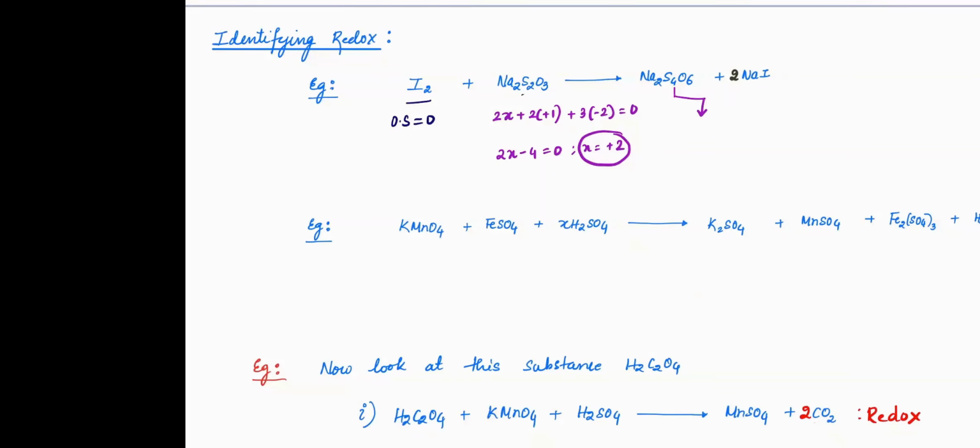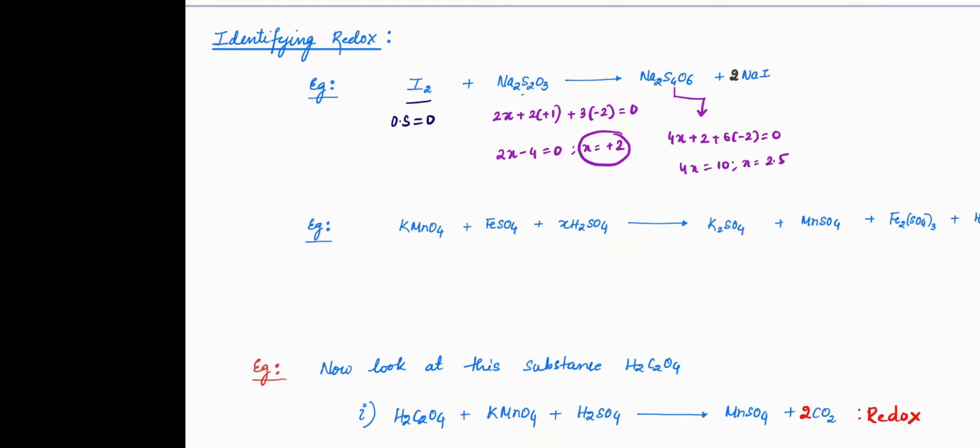There might be different states also, but let us not worry about that right now. 4x plus 2 plus 6 times minus 2 overall equals 0. So 4x is equal to 10, or x is equal to 2.5.